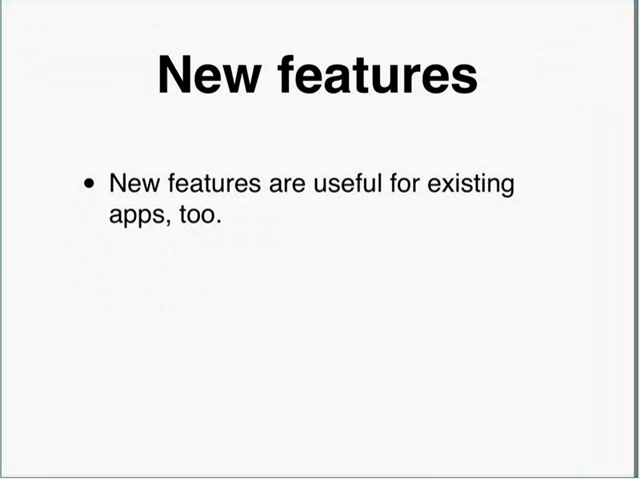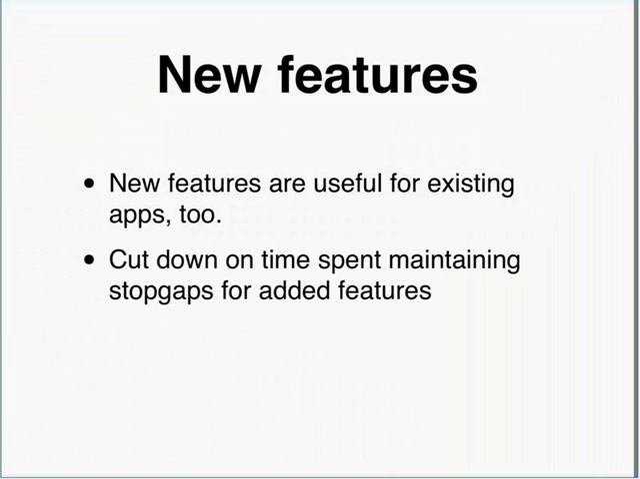And you can also shave off some technical debt in the process. So you cut down on time spent maintaining stopgaps for added features, things like XSS protection and a lot of the power that Active Relation is going to afford you. I know that I maintain a few hacks for that in some of my apps. You're going to remove that time that you've been spending maintaining that.